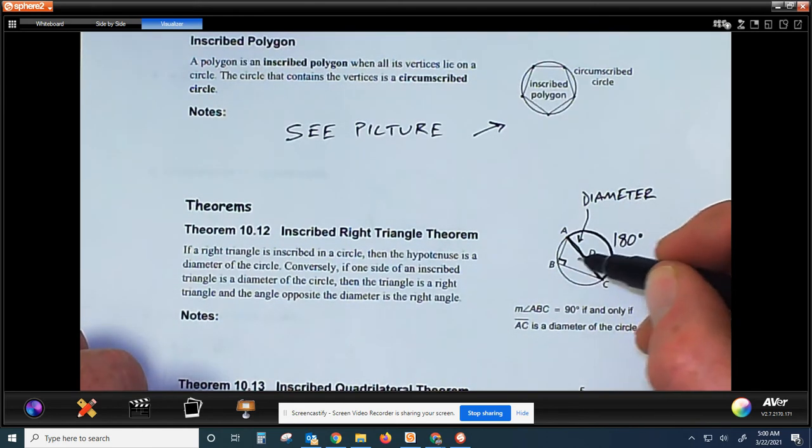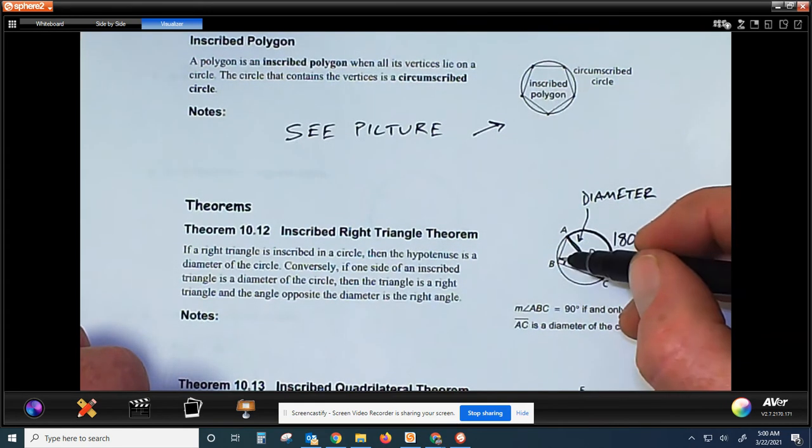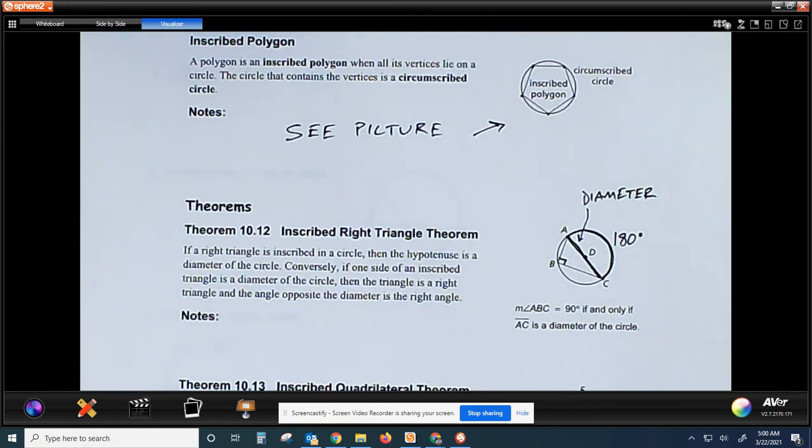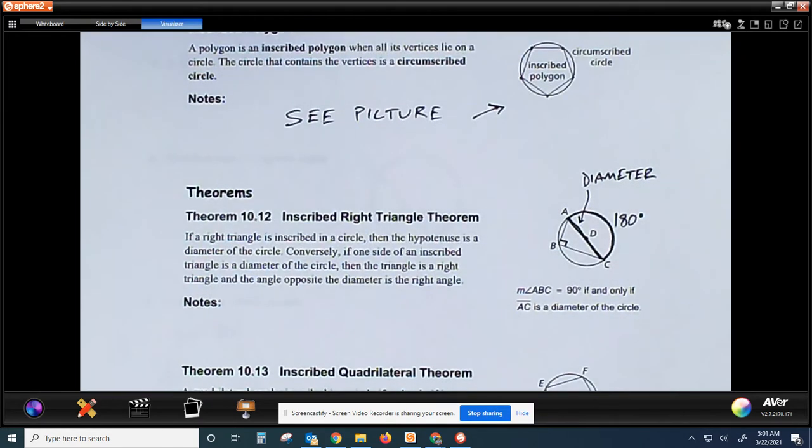90 times 2 is 180. If I had this as a measure, 180, I would divide it by 2 and find out that this angle was 90. All these are pieces that you can use to solve puzzles in the assignments and on the test that's coming up pretty soon on this unit.